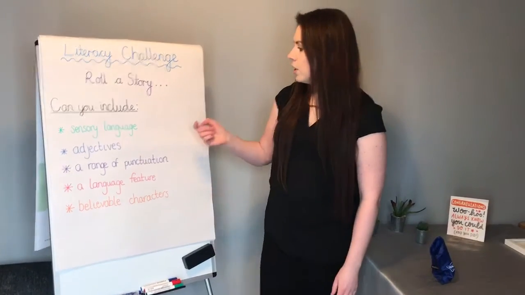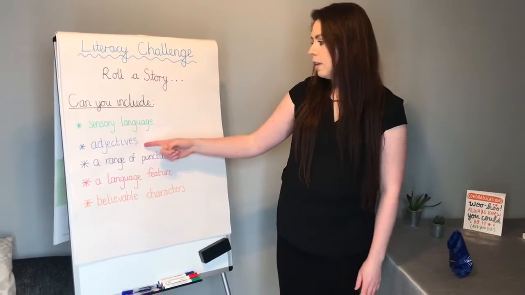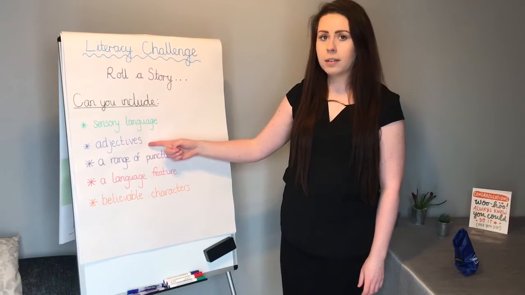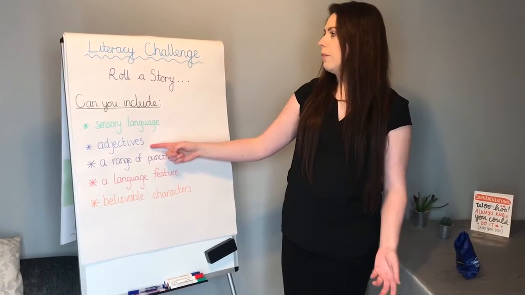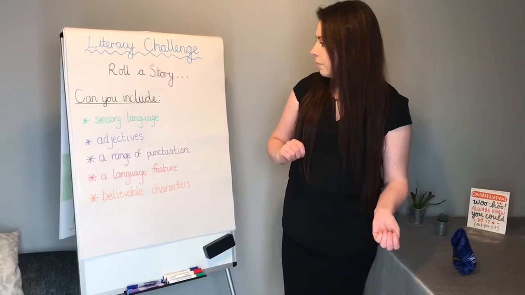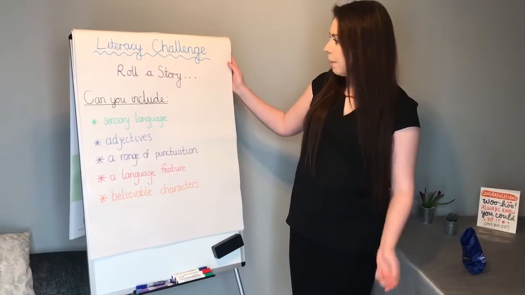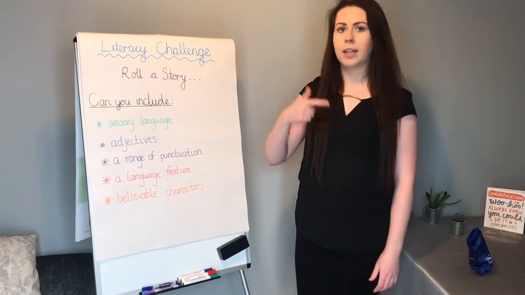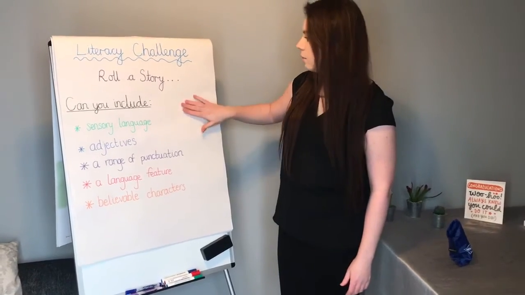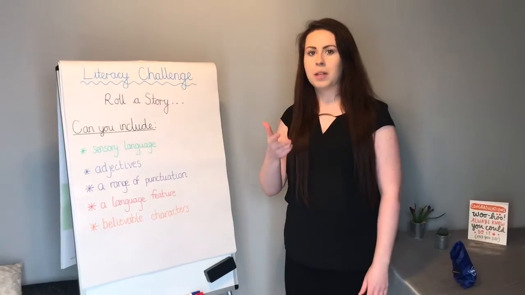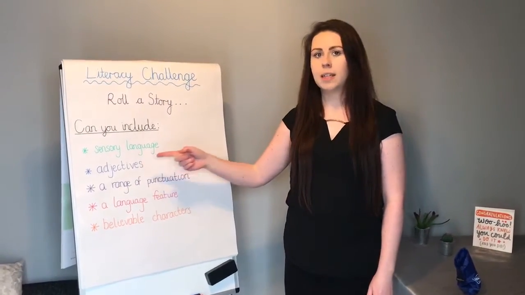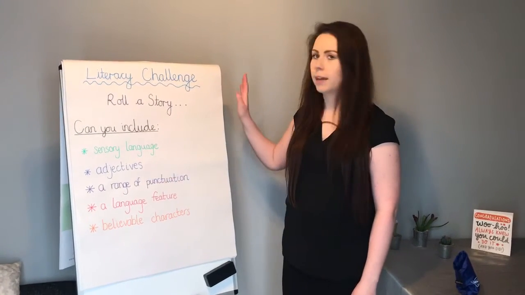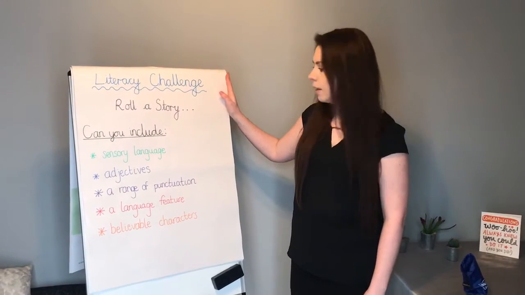Another thing I'd like you to use is adjectives. So these are describing words. So for example, if I was going to describe this piece of paper, I'd say it's large, it's white, it's cold. So those three words are adjectives because they describe the noun, which is the thing, the bit of paper.